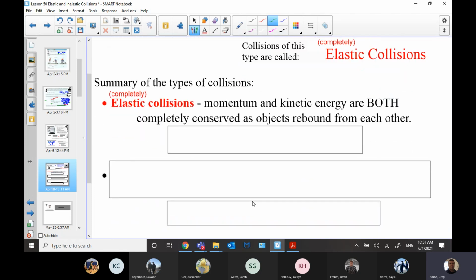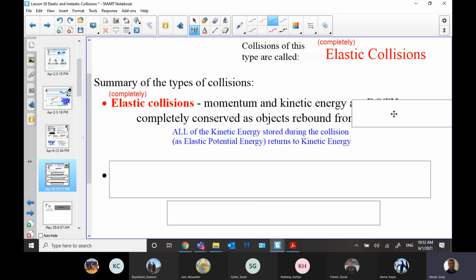So let's summarize the types of collisions that we've talked about. We're just introducing elastic collisions right now. So momentum and kinetic energy are both conserved. Might want to get rid of the word completely there, but they're both conserved, right? As the objects rebound from one another. So what we're saying for that one, the key was that kinetic energy is stored as elastic potential and then comes back to kinetic.